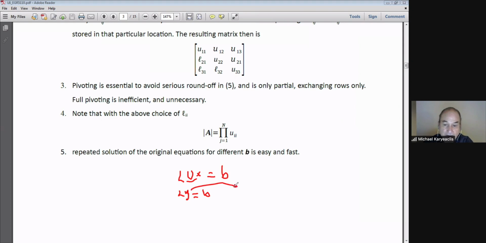Getting Y, then I get UX is equal to Y. Now Y is known. I can solve the same way for X, using the Y that I have just calculated from here, because U again is upper triangular, so it simplifies quite a bit. All I have to do is start from the last one and start going up until I get all of them. Is that clear? Even though I bungled it up a little bit.